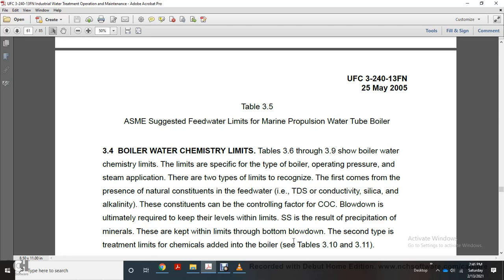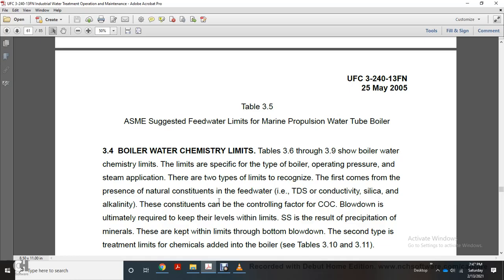Boiler water chemistry limits. Tables 3-6 through 3-9 show the boiler water chemistry limits specifically for the type of boiler, the operating pressure, and the steam application. There are three types of electrolyte. The first comes from the natural constitution of the water: the TDS, conductivity, silica, and alkalinity. These constituents can be controlled with cycles of concentration, and the blowdown is required to keep the levels within the limits as a result of the precipitation of the minerals.